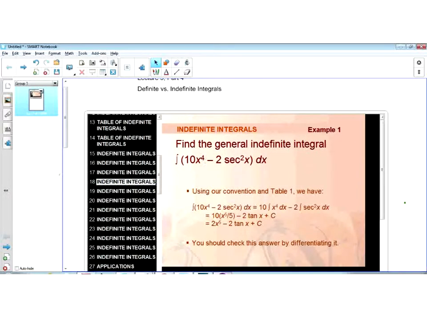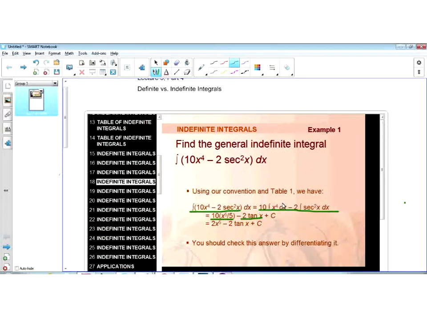Find the general indefinite integral for this function. We just go term by term and take the antiderivative of each term. Here we split the integral using the properties of integrals, and we pull out the constants involved in the integration. So the antiderivative of x to the fourth is x to the fifth over 5 times 10. And then the antiderivative of secant squared x is just tan x, so minus 2 tan x. And then we have an integration constant.